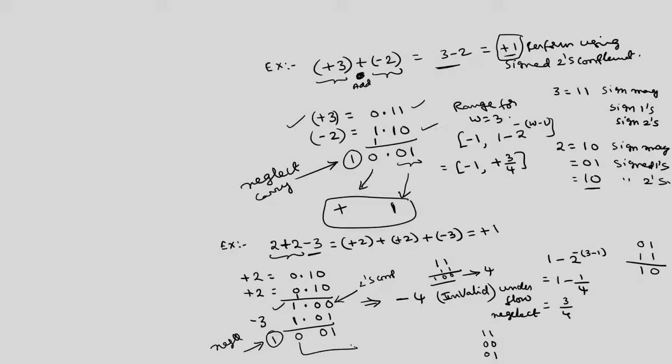So, this represents positive and this represents plus 1. So, the final result is correct. In between we have got some invalid result, but the final result is correct. So, it is one of the important features of the signed 2's complement representation. Even though you get some underflows or overflows in between, as long as the final result is within the range, we can neglect the intermediate overflows and underflows. This is the reason why the signed 2's complement representation is more popular.